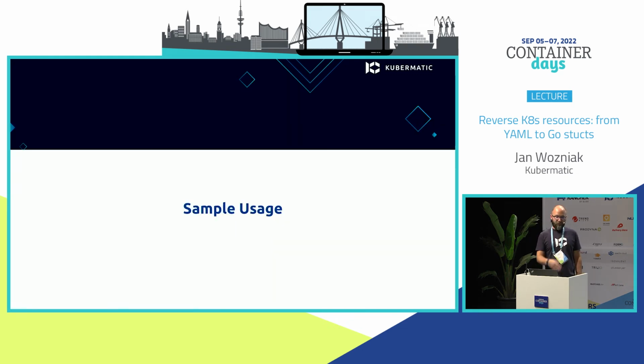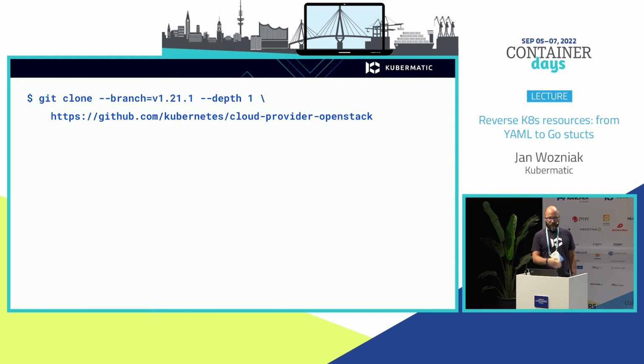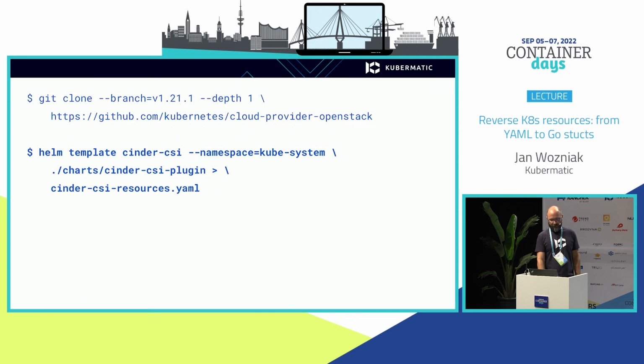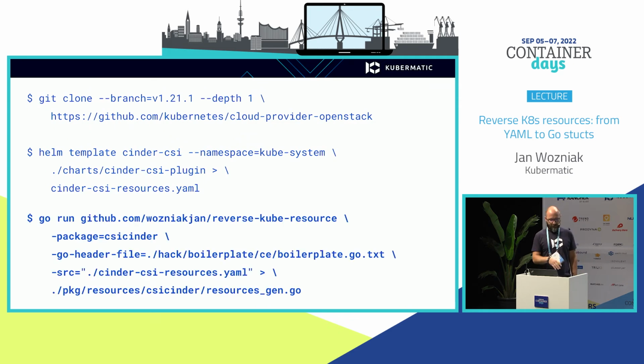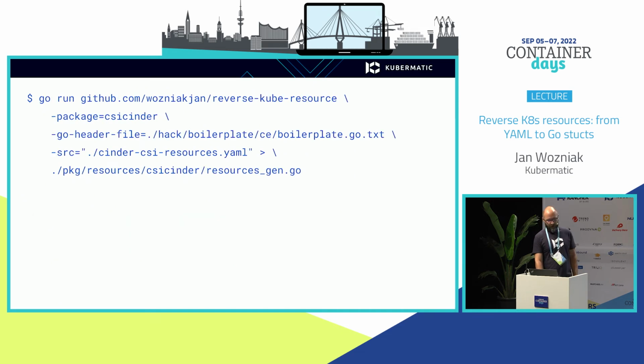Before I go to CRDs, I would like to first tell you something about the sample usage. So how do you currently use reverse kube resource? You can clone and render your Helm chart, so you have a YAML. Then you feed that YAML into reverse kube resource. The arguments are currently irrelevant and unimportant. It's just the fact that they exist.